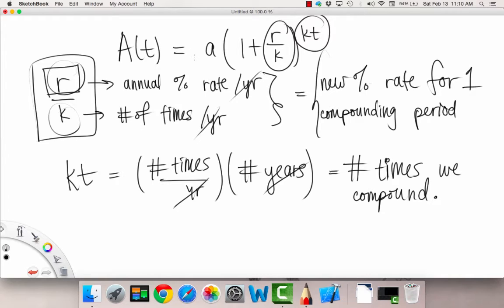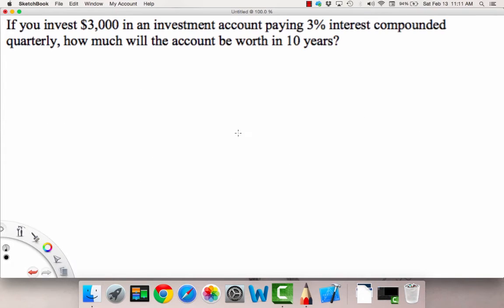Alrighty, so let's look at some examples. If we invest $3,000 in an investment account paying 3% interest compounded quarterly, how much will the account be worth in 10 years? Again, let's write our formula down and then try to identify what we can label our information as, what variables we can stick them under. So this is our entire formula for compound interest.